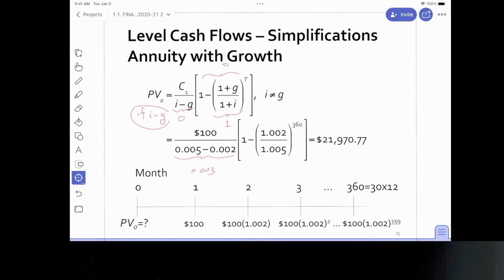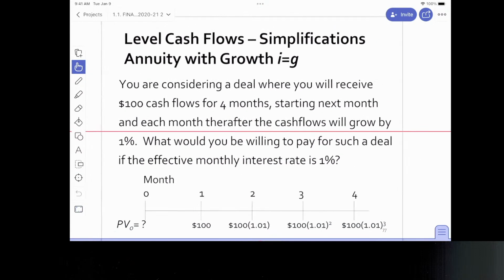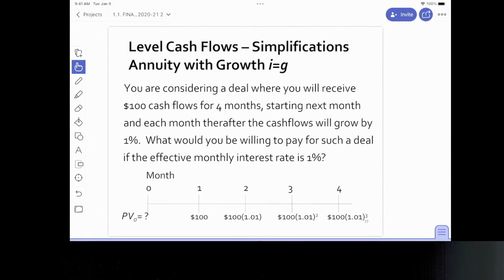So in other words, we can't use the formula when i is equal to g. But in fact, an answer does exist. You just can't use the formula, all right? So let's see an example where that's the case. So here's an example where you have a growing annuity, or annuity with growth, and i equals g. You're considering a deal where you will receive $100 cash flow for 4 months, starting next month, and each month thereafter the cash flows will grow by 1%. What would you be willing to pay for such a deal if the effective monthly interest rate is 1%?